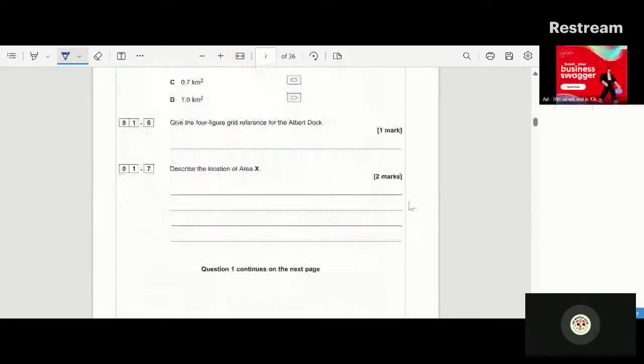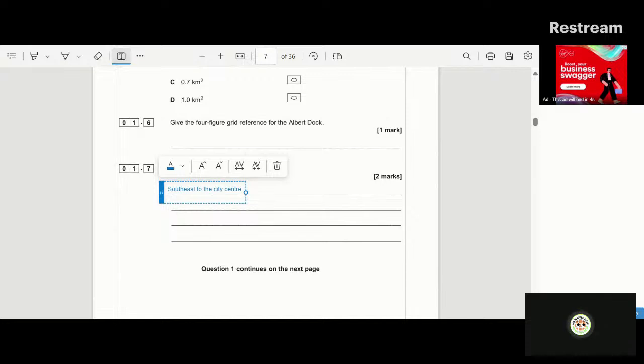Another point that you could make is that it is approximately 2 kilometers east of the river. So anywhere where you are linking it to another place, that's quite important.